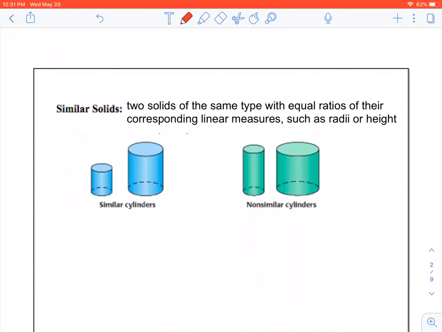So take a look. The idea is similar solids. Two solids would have to be the same type with equal ratios of their corresponding linear measures. That refers to, in the case of a cylinder, your radius and your height. You're looking at edge lengths for pyramids or for prisms. You're looking for edge lengths and slant heights and regular heights for pyramids and cones. Right? So there's all types of different things that you can look at, but it's any linear measure that you're going to be looking at.